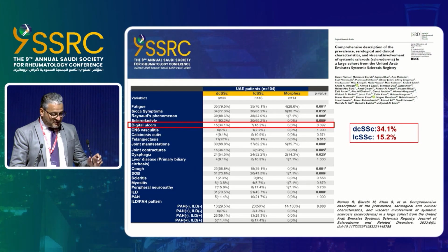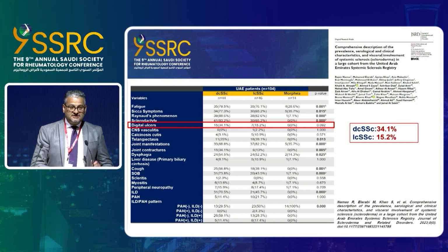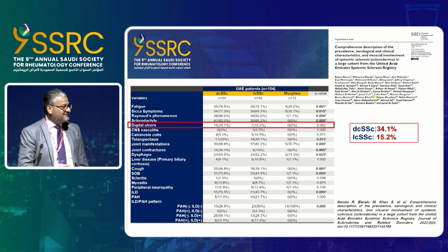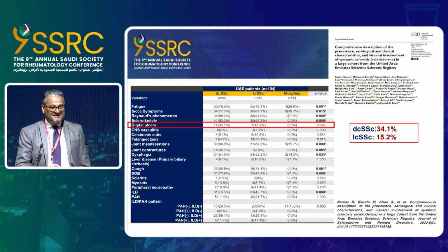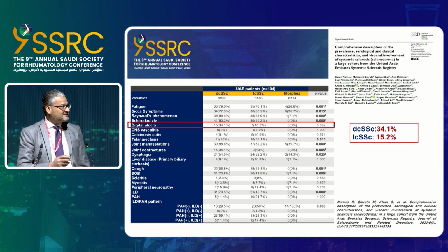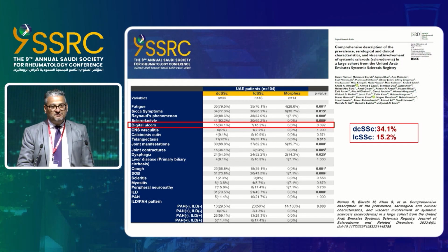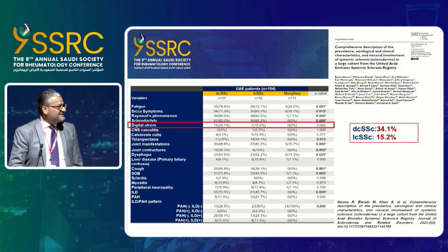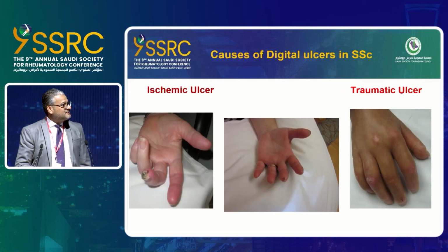If we see in our cohort the percentages of patients that had digital ulcers, alhamdulillah, it was 34%. It's very challenging. I'm sure all of us who have at least one patient, it's truly challenging. 34% and limited cutaneous about 15.2%. So we need more treatments.